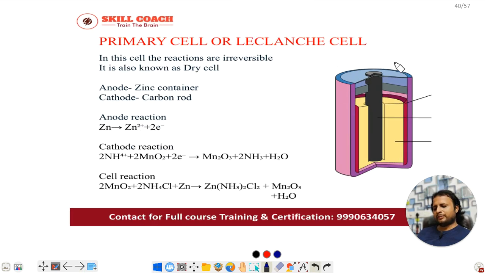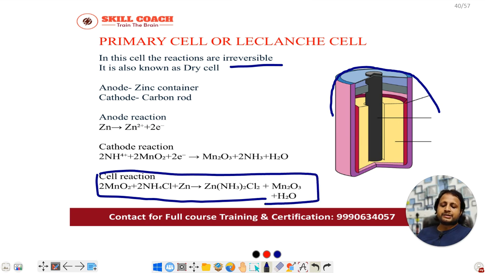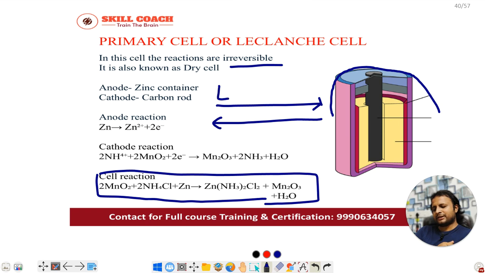And this is the representation of a primary cell you can see here. This cell reaction is irreversible, meaning after discharging we cannot charge it. One reaction is happening during discharge of the cell, but the reverse reaction is not possible. You can shift from left to right, but you cannot shift from right to left. It is not possible at all. So that's why.